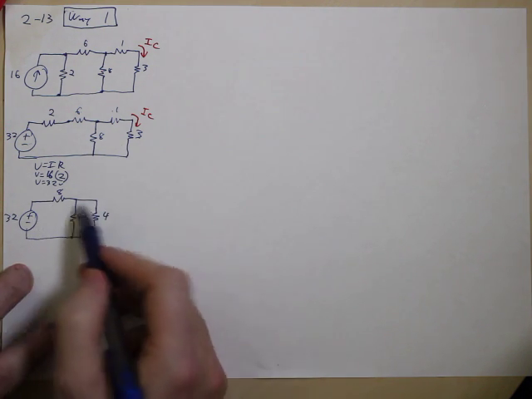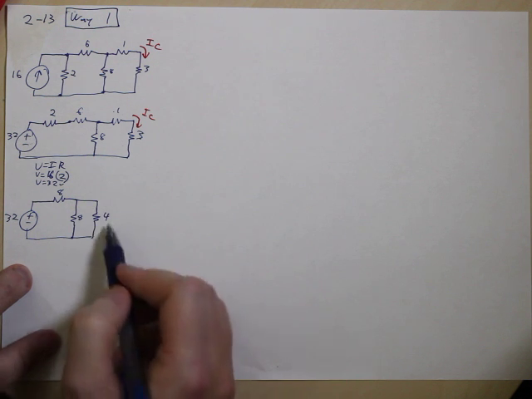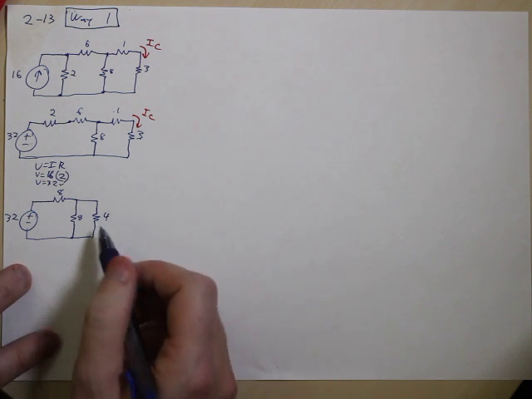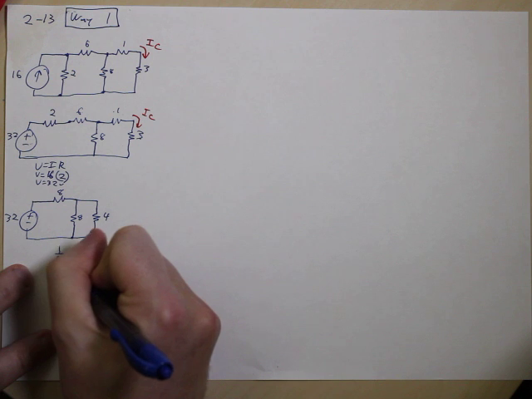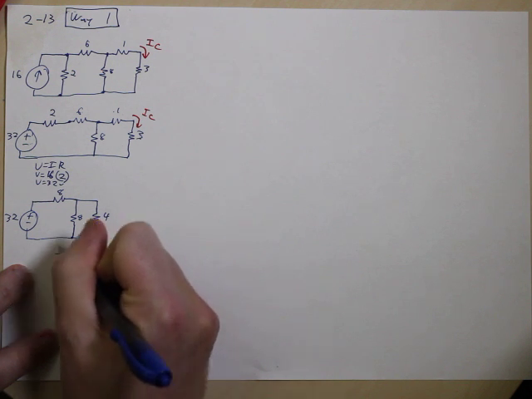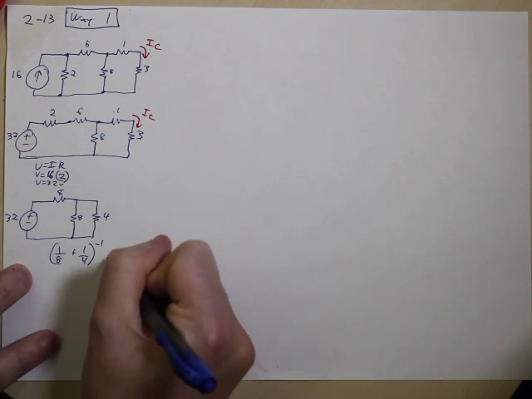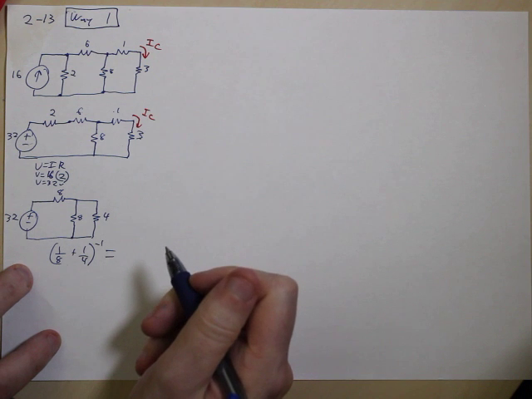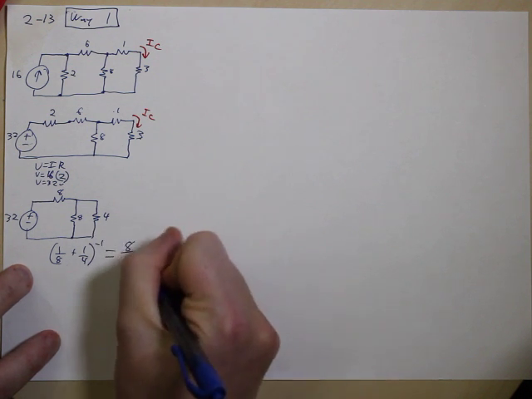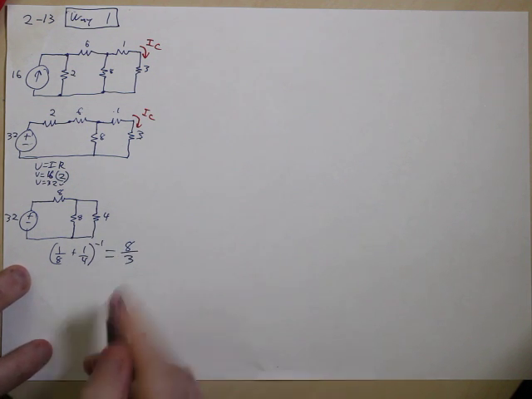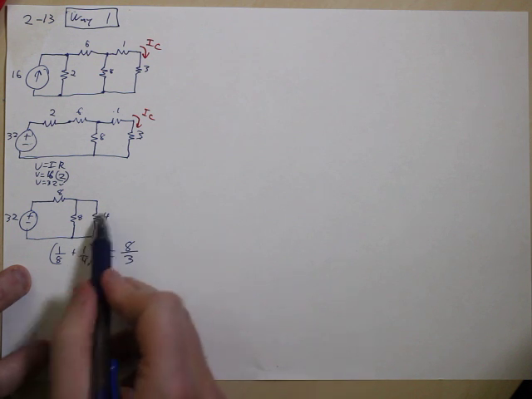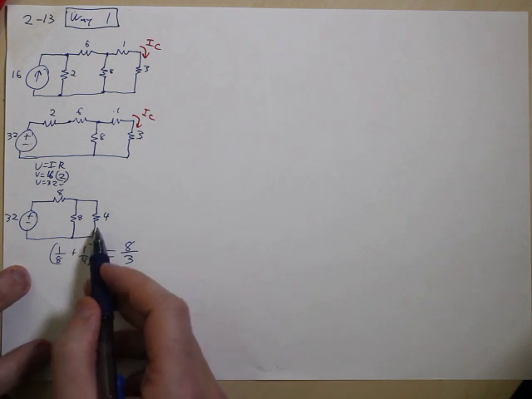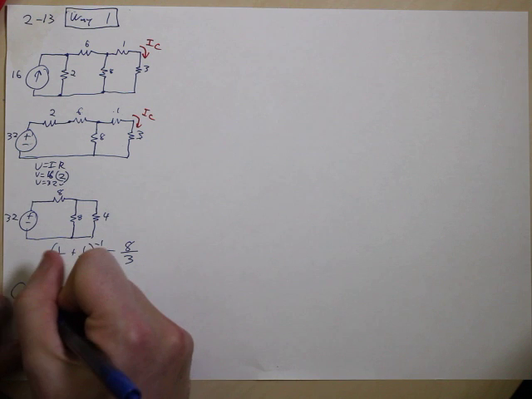Both of these are in series with 8. So we have to solve the parallel part first. So to solve the parallel part, we got 1 over 8 plus 1 over 4 to the reciprocal. And that's going to equal what? Well, type it into your calculator. We're going to get 8 over 3. 8 over 3 is the total resistance of these two. So we've simplified this out. I'm just going to draw it for now.